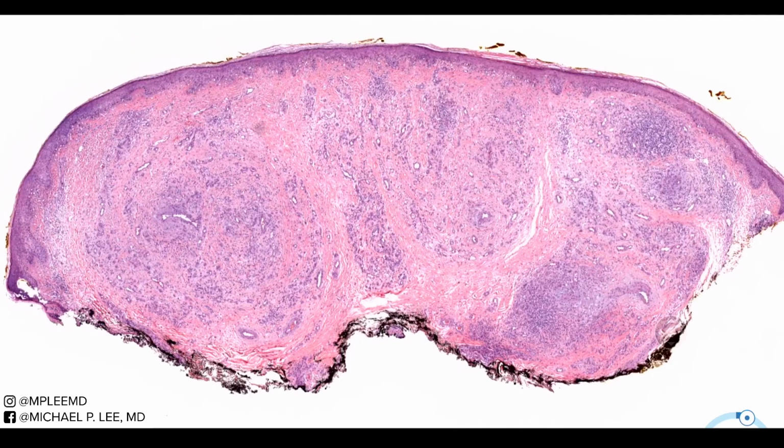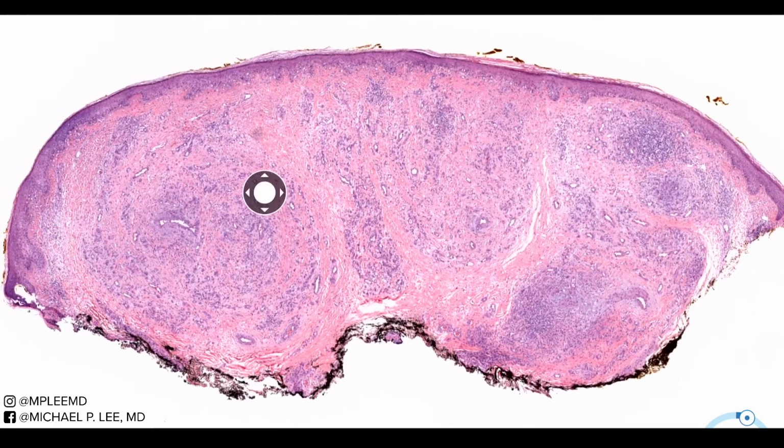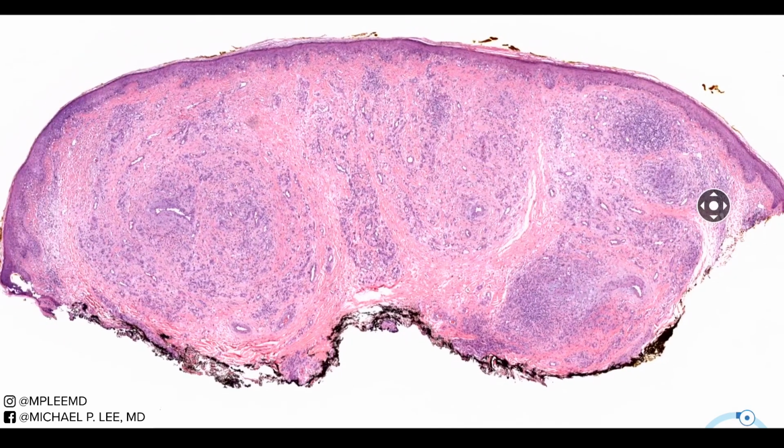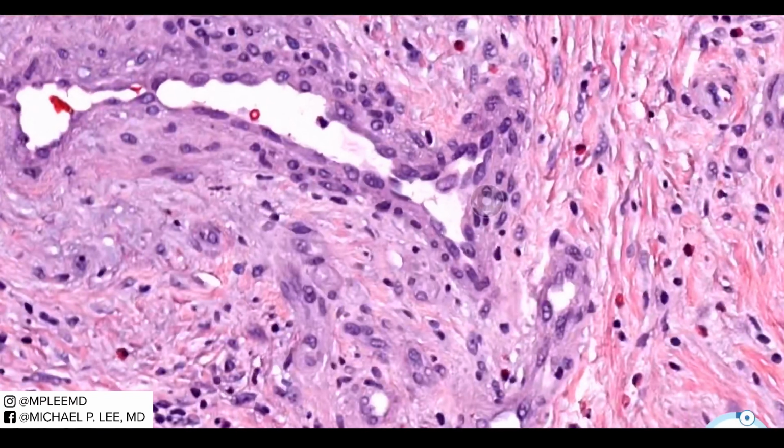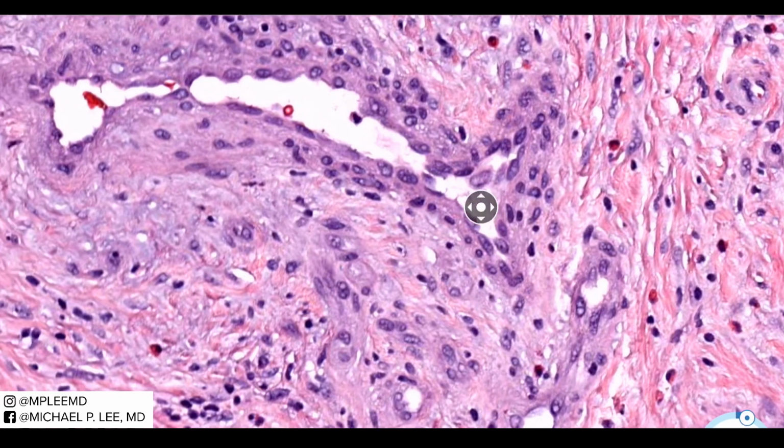So again, this lesion here is a nodule, and we have multiple nodules here with lymphoid aggregates and blood vessel proliferation. You can see the blood vessel proliferation because those spaces that you see in the tissue are blood vessels. And here you have a larger diameter vessel. Let's come take a look at that. In the larger diameter vessel, these are just endothelial cells, and out here, this is the vessel wall.